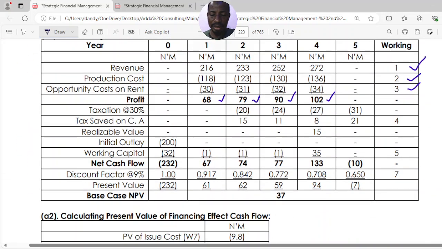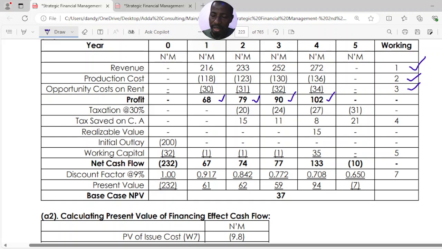Therefore, tax rate is 30%. The profit of year 1 will be taxed in year 2. The profit of year 2 will be taxed in year 3. The profit of year 3 will be taxed in year 4. The profit of year 4 will be taxed in year 5.